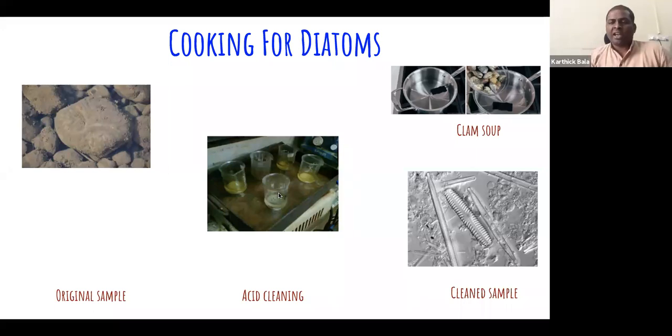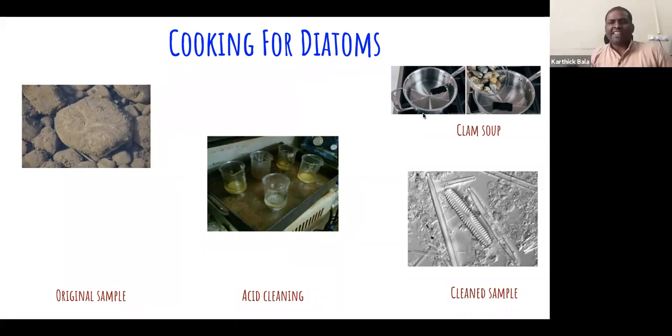As I mentioned in the first part of the talk, what is something very peculiar about diatoms? They are made up of a silica cell wall. So we want to see the silica structure to identify a diatom. Without seeing a silica structure, we cannot identify a diatom. So what we do is basically cook the diatoms. For example, if anybody likes clam soup, we put in the clam and the water and some other soup ingredients and then we boil it.